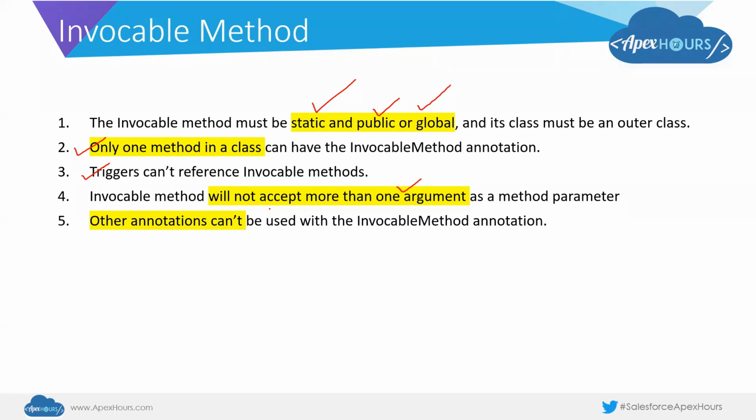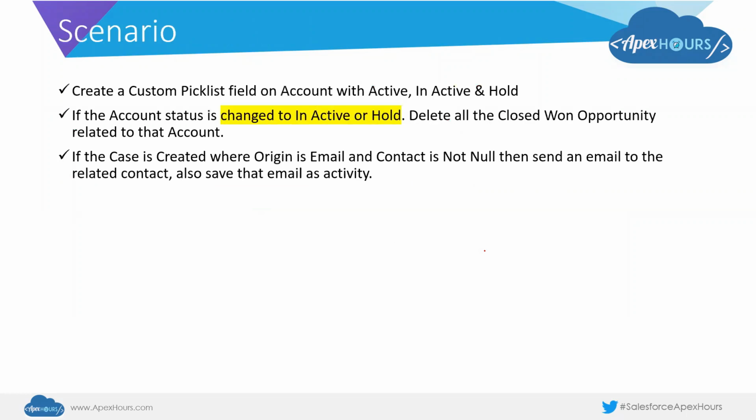The other point is that other annotations can't be used with the @InvocableMethod. There are multiple other annotations, like future and others, that you will not be able to use with the invocable method. So this is just a very basic and brief overview of the invocable method, with all the important points that you need to keep in mind while working with it.